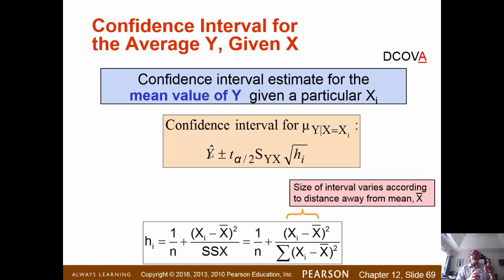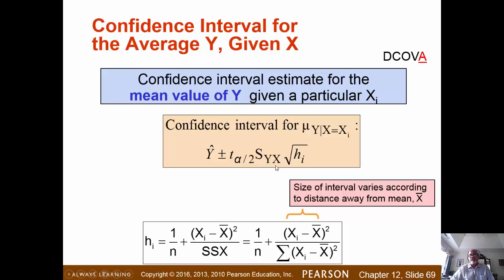Now if you want a confidence interval, there are two different kinds of intervals that we can develop. One is the confidence interval for the mean of y. So for a given x, all possible y's that you could get from the distribution, and the mean of that distribution. So what is the confidence interval for that mean? That is given by y hat plus or minus the t table value times the standard error of that y hat, which is given by s sub yx.